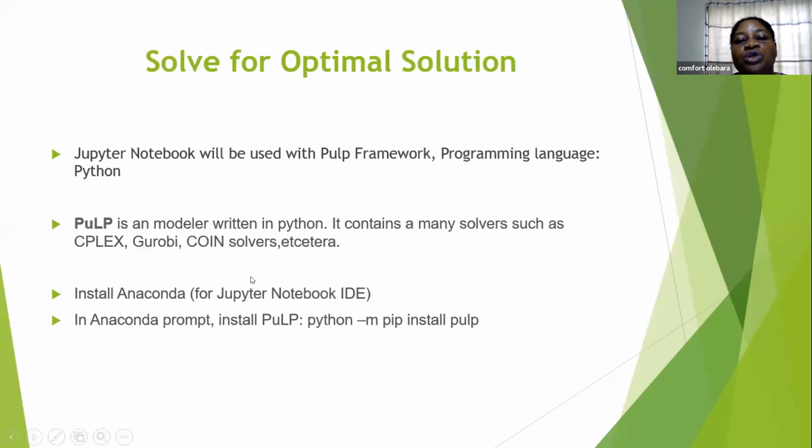So to solve for the optimal solution, I'm going to use this last example and see how we can solve it using the Python programming language. We are going to be using Jupyter Notebook, and the PuLP framework will be used. The programming language is Python, of course. I listed how you can install PuLP. PuLP is a modeler written in Python. It contains solvers such as Gurobi, Coin, and so many others. So you can choose any solver, and even if you don't choose one, it selects a default solver to solve the given optimization problem.